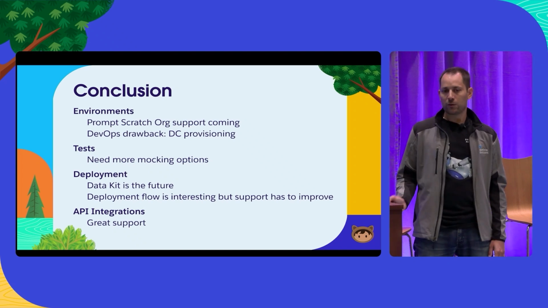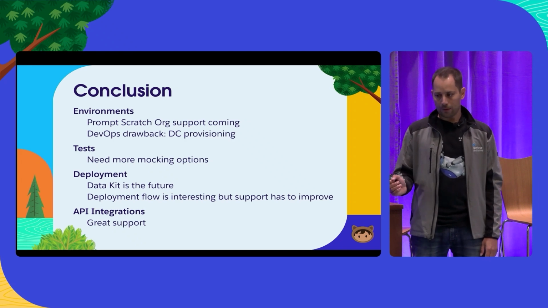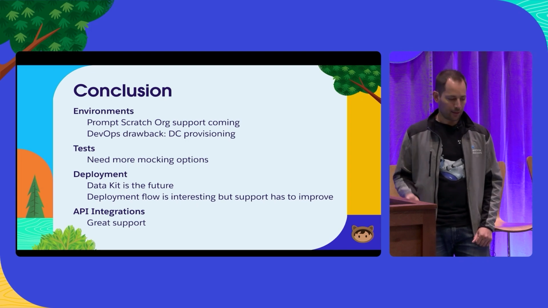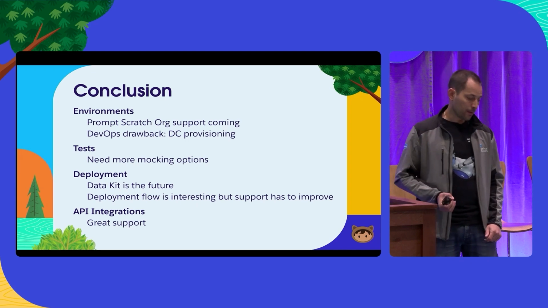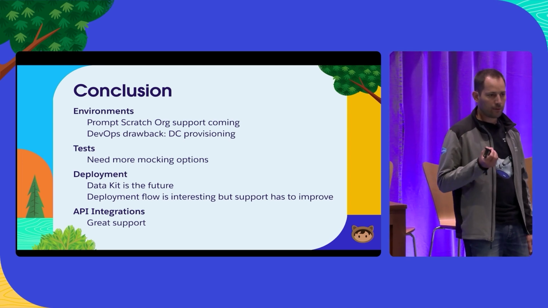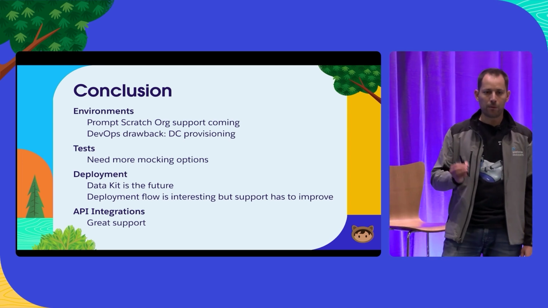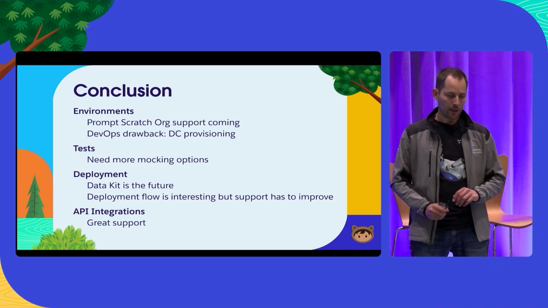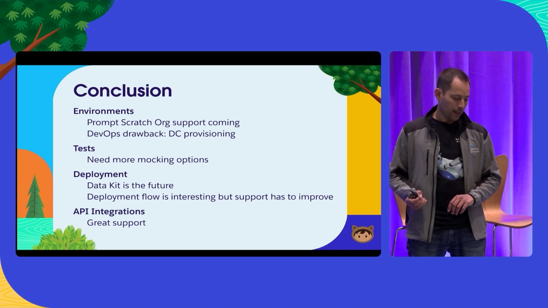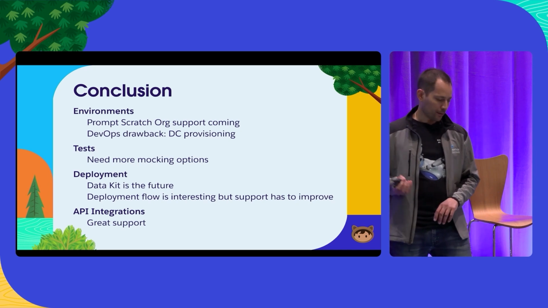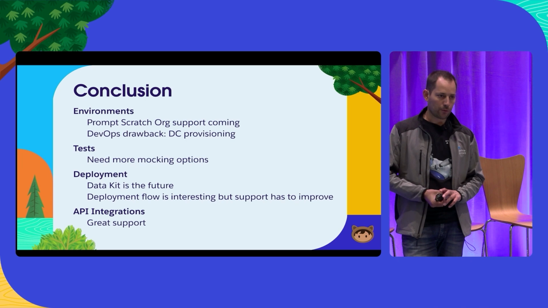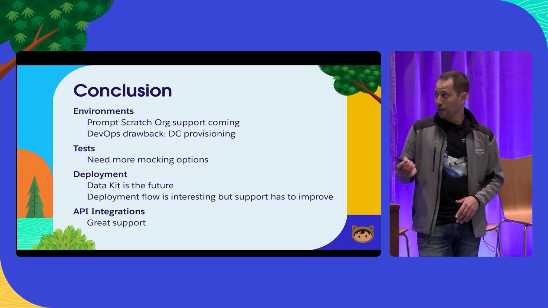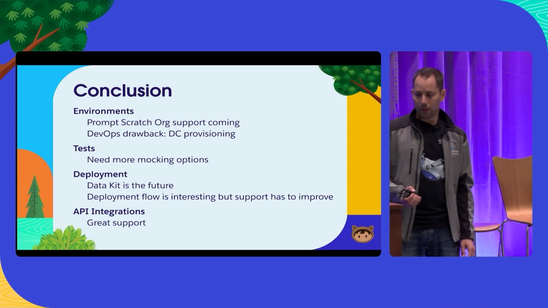For tests, well, there's a lot of work there, to be honest. We are waiting for more stubbing options, and hopefully solutions that don't require us to call real production or real data on the org. Deployment: Data Cloud clearly is the future. The Data Kit component deployment flow is still work in progress. There are still some gaps. Not all the metadata types are covered, but the support is expanding. Expect to see a lot more things come in this space because this is clearly the future for Data Cloud. There are still some bugs, so if you do find bugs, make sure you let us know because the team is actively working on fixing those.